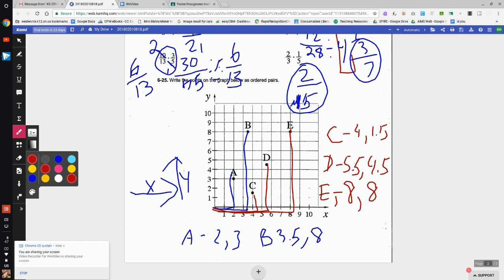So that was the last question. Just writing the coordinates. If you have any questions in class tomorrow, just let us know right away, or you can leave us a message on Google Classroom, and have a good night.